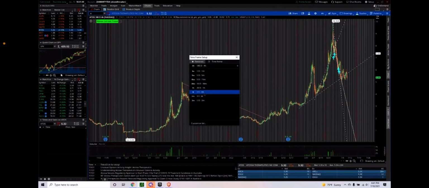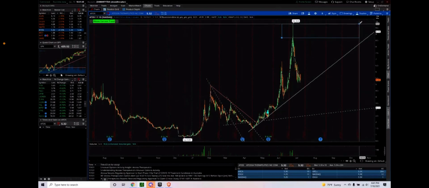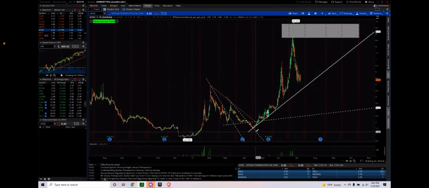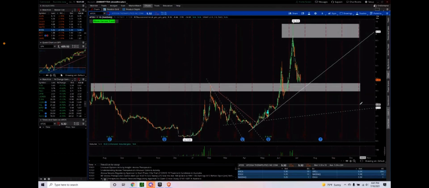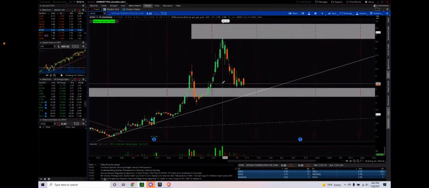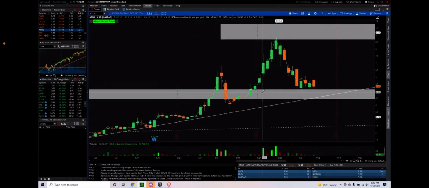ATOS daily. Here's your supply. There's another supply. Oh, here we go. Alright, so supply turns into demand once surpassed. So this stock surpassed it. It's now above the supply zone. And use it as a demand zone. I guess it wasn't in the demand zone, but it bounced off it a couple times.